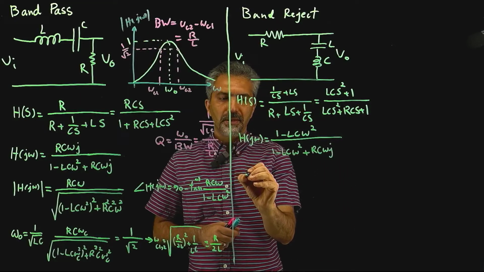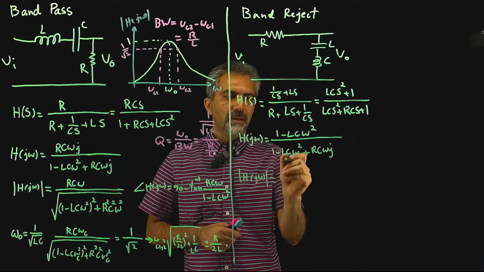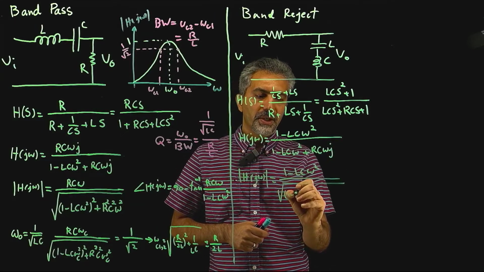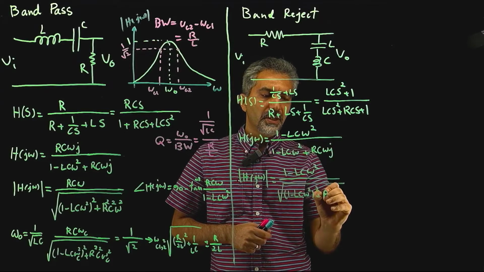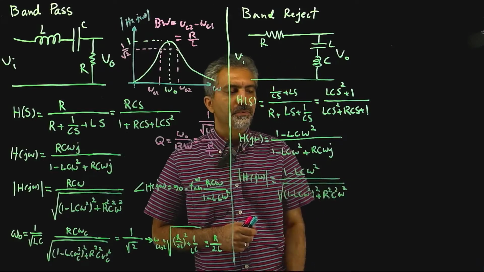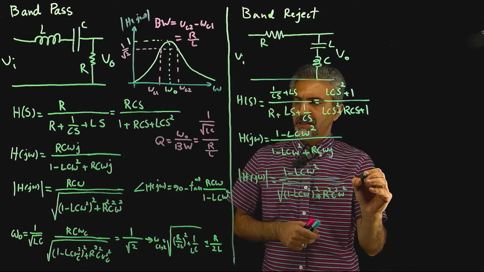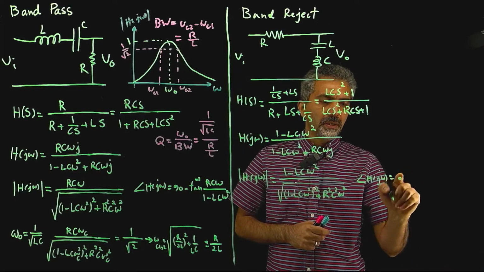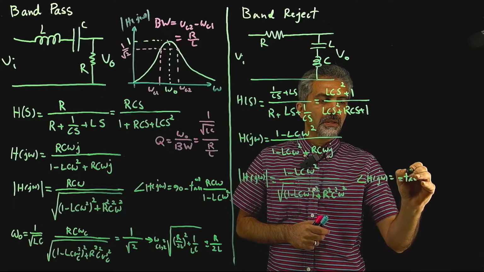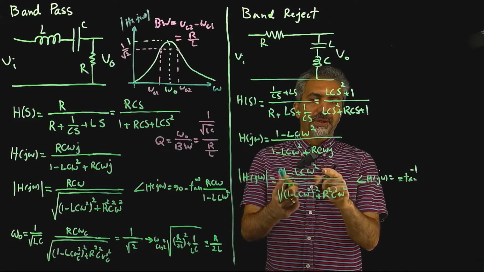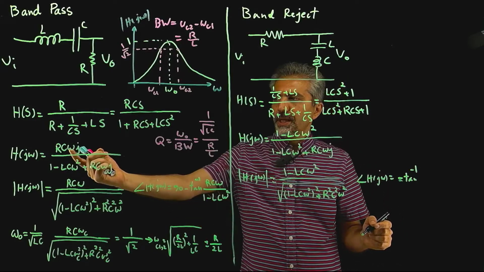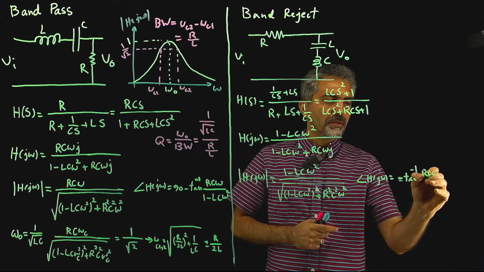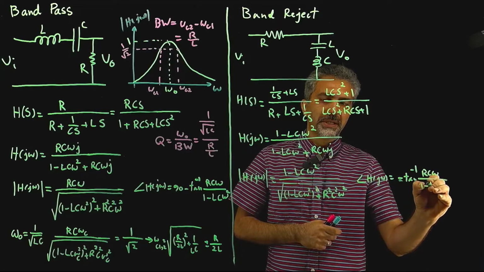Okay, so now you look at the magnitude of H(j omega). This becomes 1 minus LC omega² divided by the square root of the real part to the power of 2, (1 minus LC omega²)², plus the imaginary part, R²C² omega². And let's just write up the phase as well. The phase of H(j omega) would be 0, because the numerator is a real number, as opposed to the previous case where that was an imaginary number, minus tangent inverse of the imaginary RC omega over the real, 1 minus LC omega².